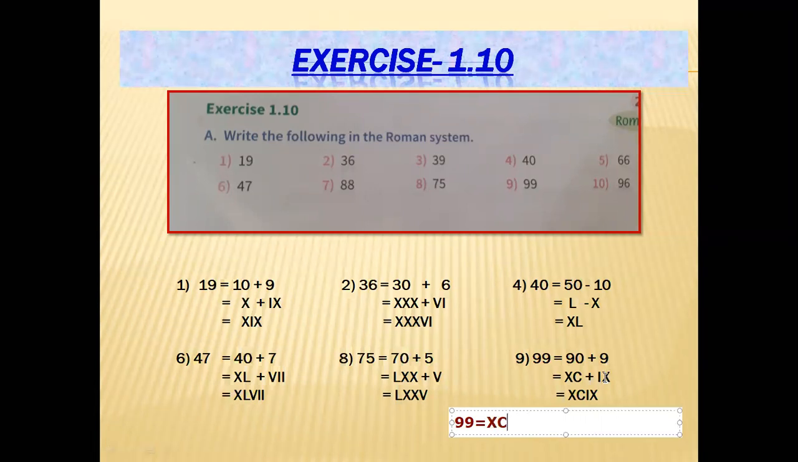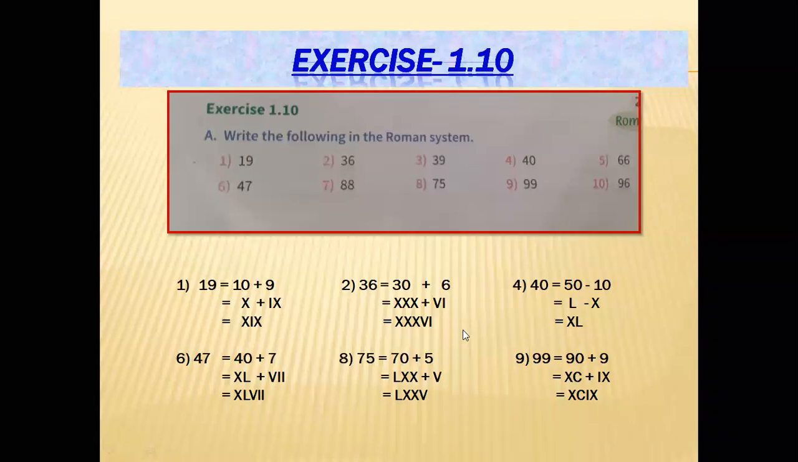And then 9, IX. This equals XCIX, 99. 9 also we cannot write like VIIII, because this I also repeats only up to 3 times. So this also we write like this. 90 plus 9 equals 99. Like this you have to write these numbers in the Roman system. Understood now? How can we write these numbers in the Roman system?